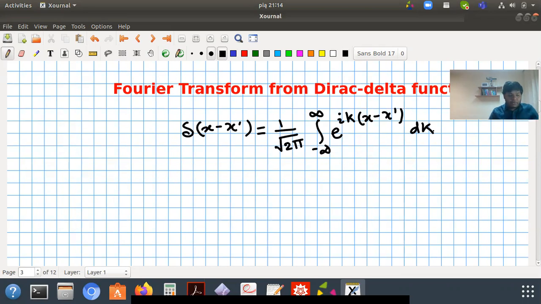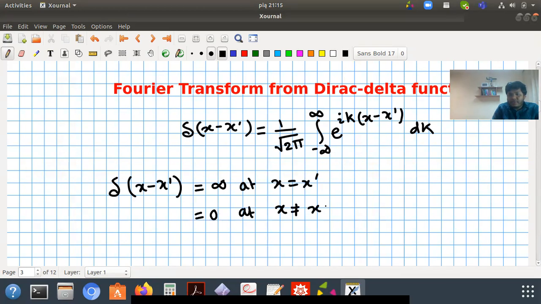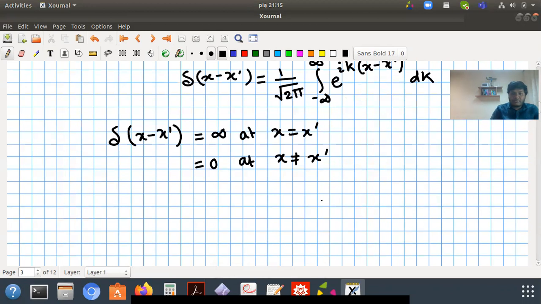If you remember, we defined the Dirac delta function delta of x minus x prime as infinity at x equals x prime, and 0 at x not equal to x prime.